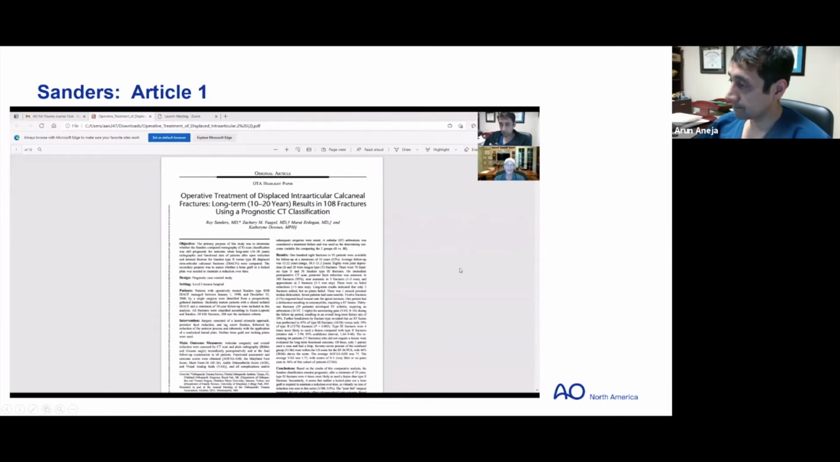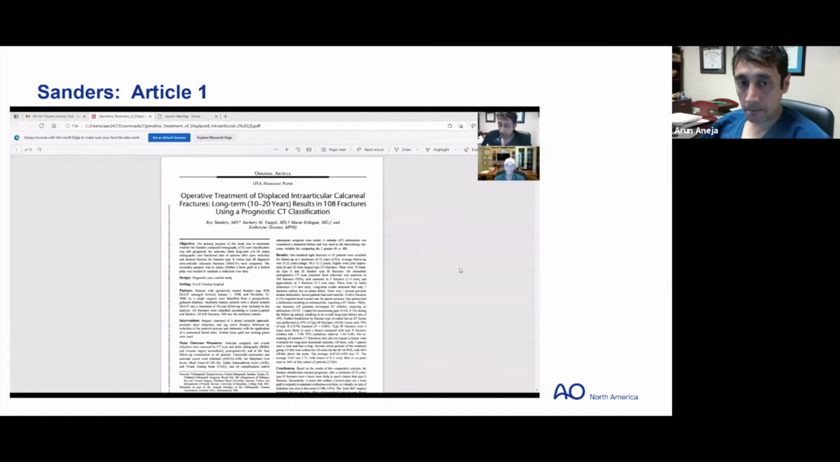I wanted to see whether the classification was still valid. I wanted to see if the classification was able to be prognostic and tell both surgeons and the patients what they could expect with their injury. And that's why we did it.